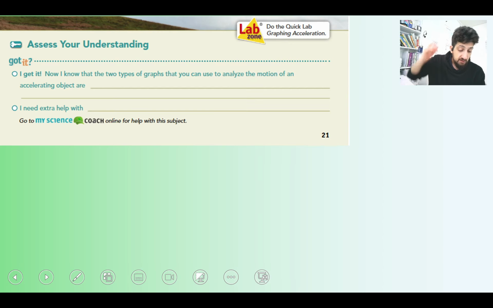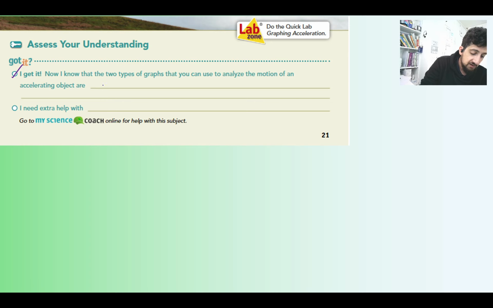Let's move on. Assess your understanding. Okay, I get it. Now I know that the two types of graphs that you can use to analyze motion of acceleration are distance versus time, and speed versus time. Then you can use both of those.